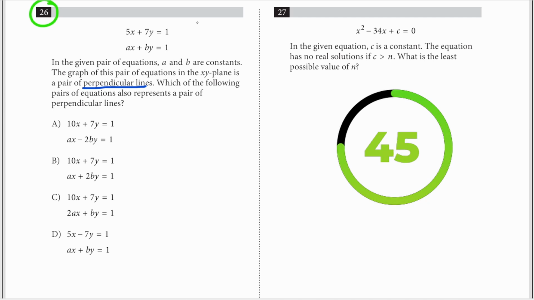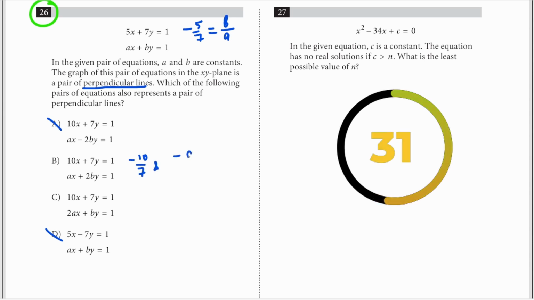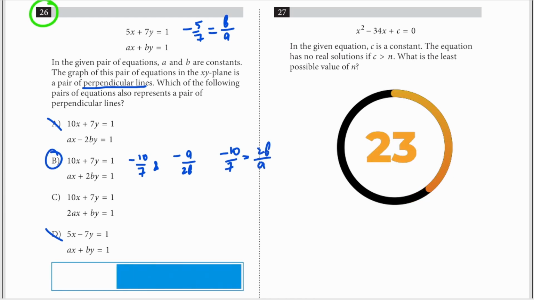So the slope here is equal to -5/7. The slope of the bottom is -a/b, hence -5/7 is equal to b/a. Now, these two will have to go. Now, for B, we have -10/7 and -a/2b, which means that -10/7 is equal to 2b/a, and the answer is B.